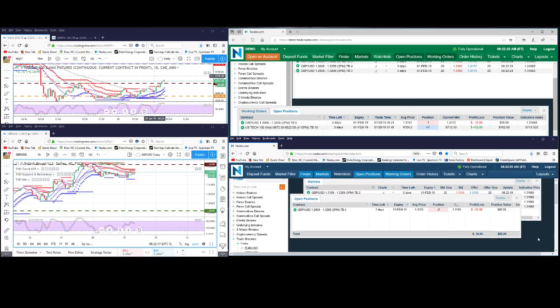Support and resistance does not care if you're in demo or live. If the market's going to move against you, the market's going to move against you. If the market's going to move in your direction, it's going to move in your direction. Did I get a little bit better pricing in the demo? Yes, only because I didn't enter at exactly the same time.